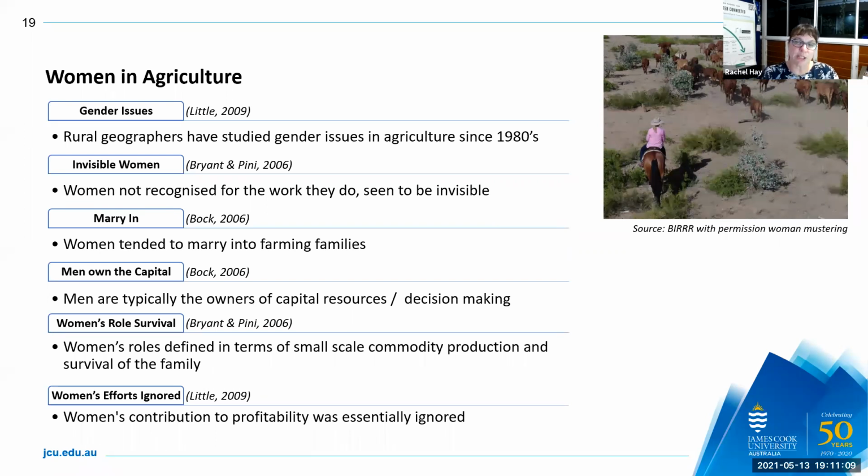So by downplaying the gender difference, the essential role of women in economic profitability and therefore the viability of the farm was essentially ignored. So that literature is dated around 2009. No one's updated that yet. So this is the aim of this study, to try and bring a little bit more currency to how women are viewed and how they work in agriculture.